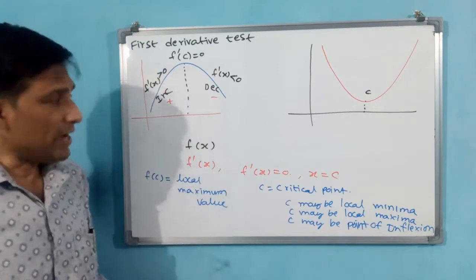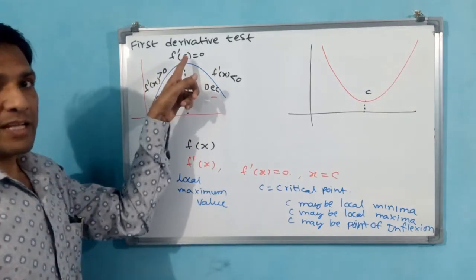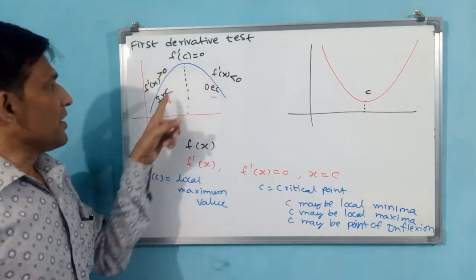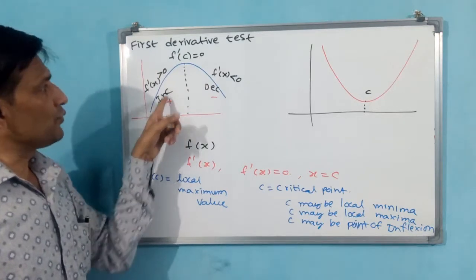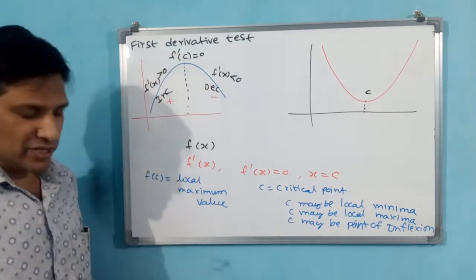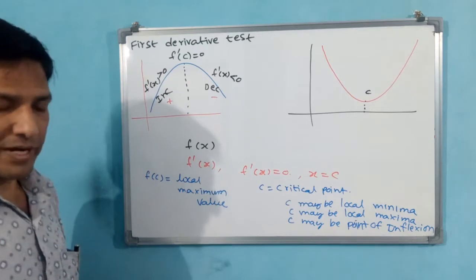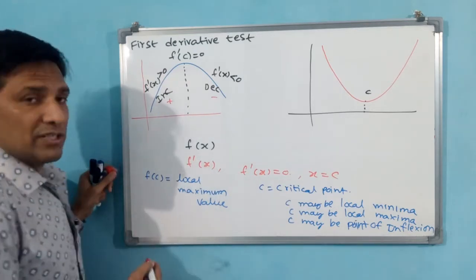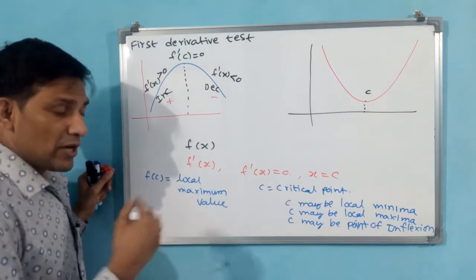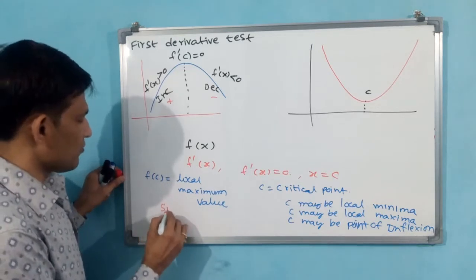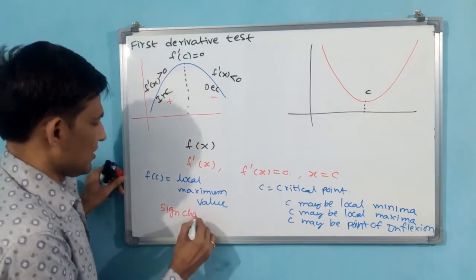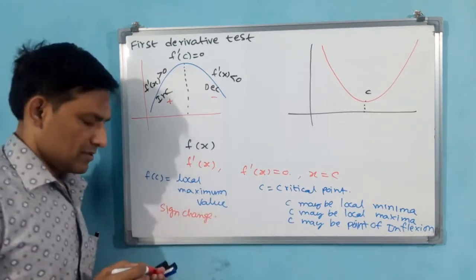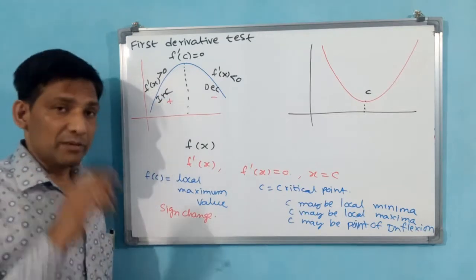Local maximum value. Why? Local maximum value comes when the derivative changes sign from positive to negative. I am writing sign change here. Why? Because now we are doing the derivative, so we have to take the sign change. Sign change. Why? Because here the sign is important.